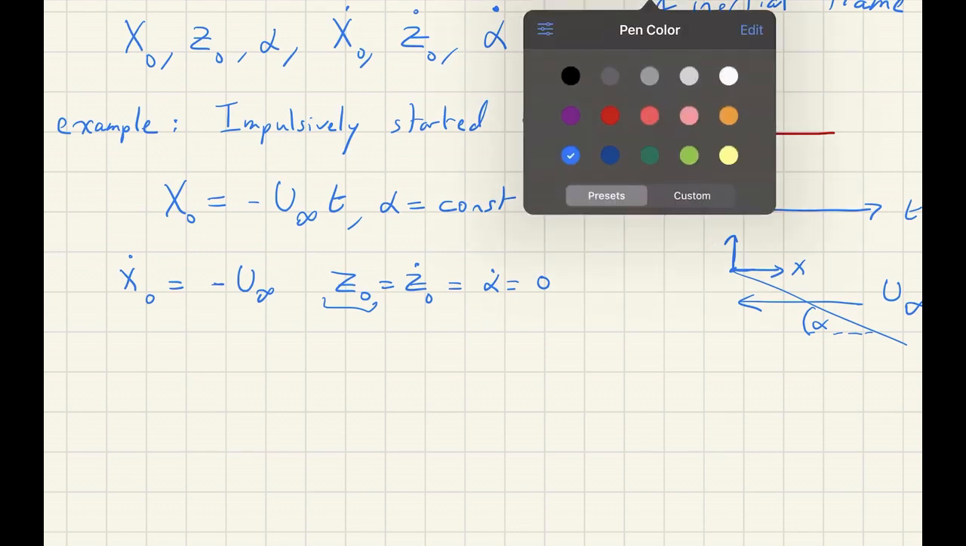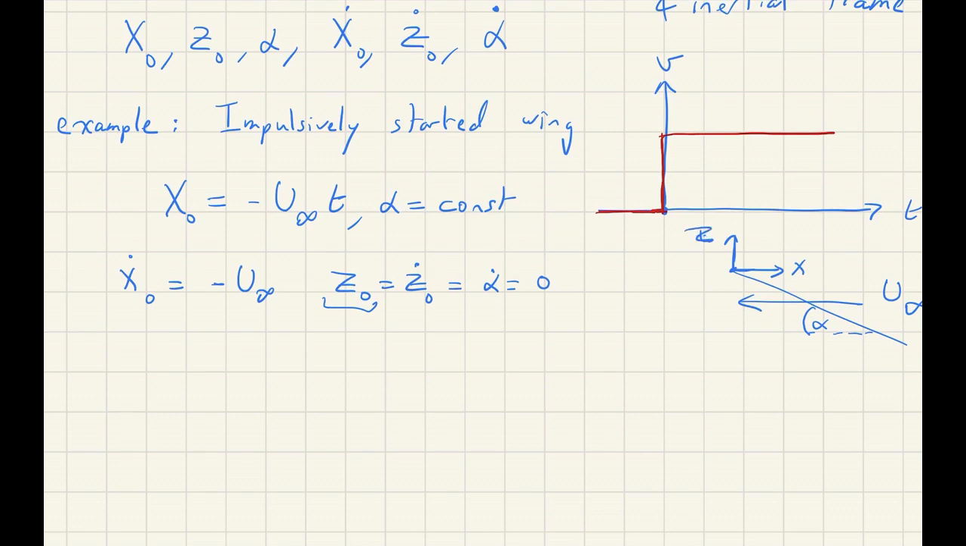So the leading edge is right on the origin. So Z0 is equal to 0. There is no vertical velocity. The wing is not going up or down. So Z0 dot is equal to 0. And if you're not pitching, then alpha dot also goes to 0. So this is an example of what your kinematics might look like. If you're pitching, or if you have an acceleration, a linear acceleration profile or something like that, you can change the prescribed kinematics accordingly.